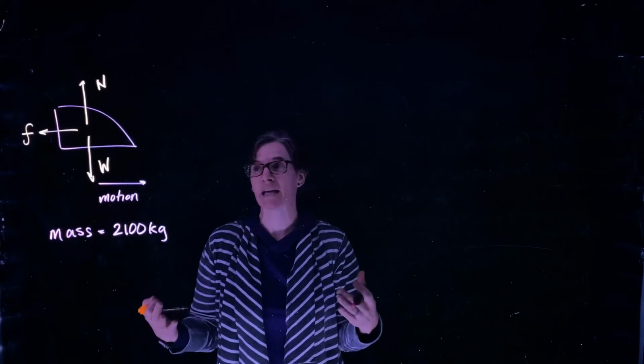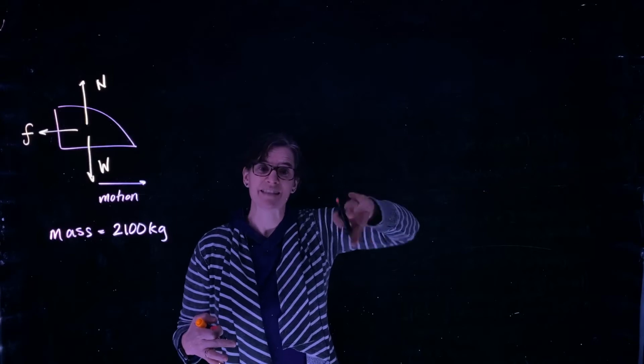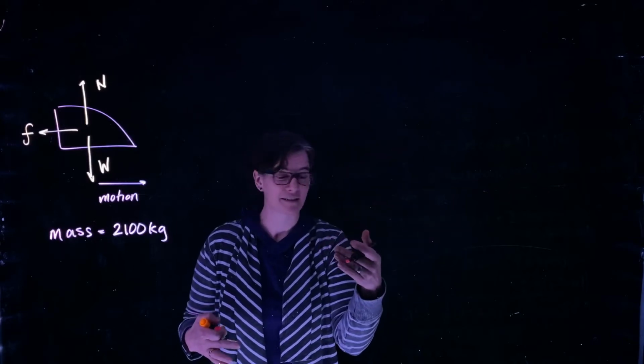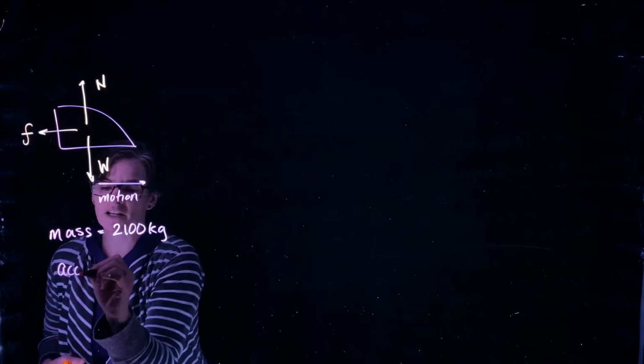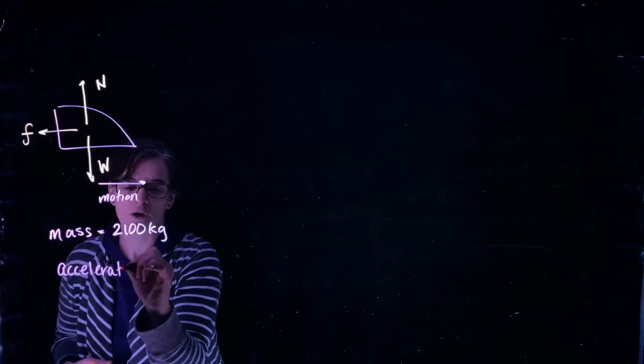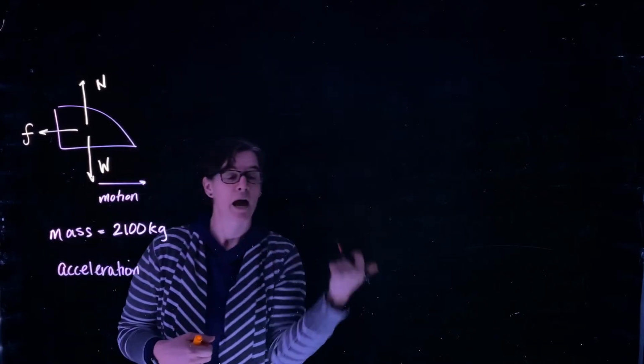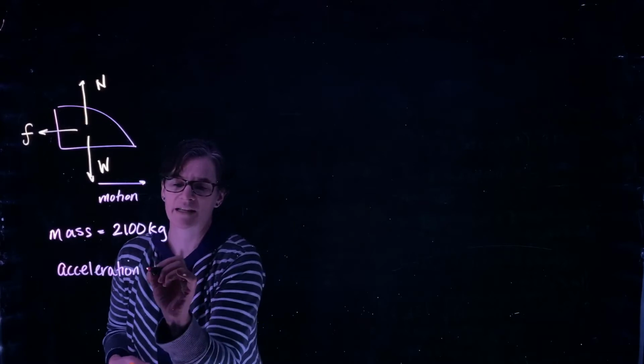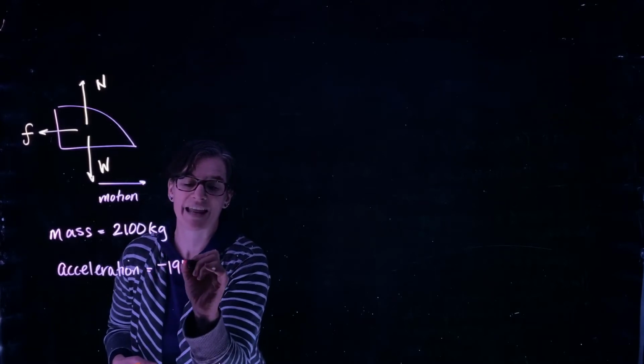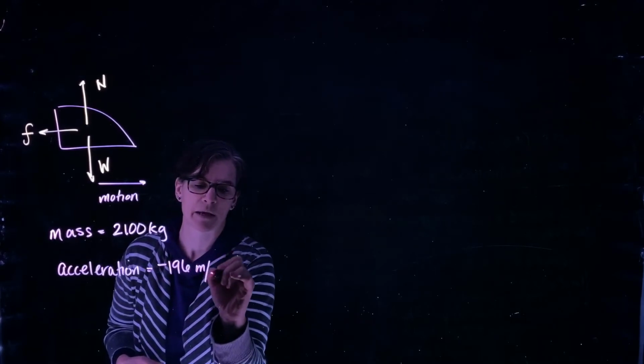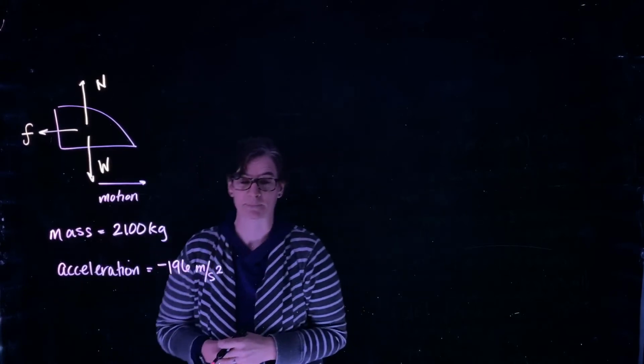If it's slowing down and the rocket is moving to the right, that means the acceleration is to the left. So the acceleration of the object, since we know it is slowing down and the rocket is moving to the right, is negative 196 meters per second squared.